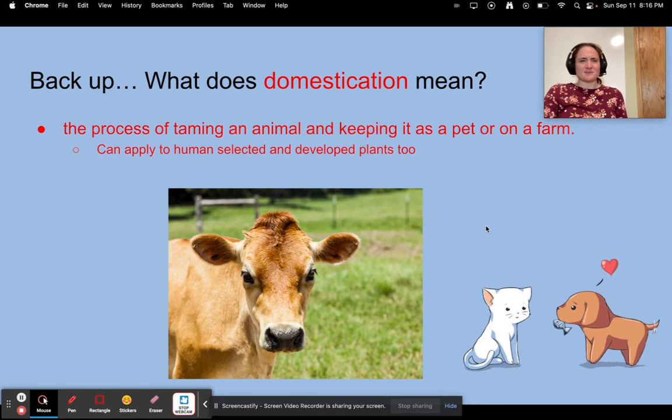All right, so let's back up just a second. What does domestication even mean? I never really defined it. I realized that, so let's define it now. The process of taming an animal and keeping it as a pet or on a farm. That's what domestication means. It can also apply to plants, like we talked about last time. But today we're talking about animals.